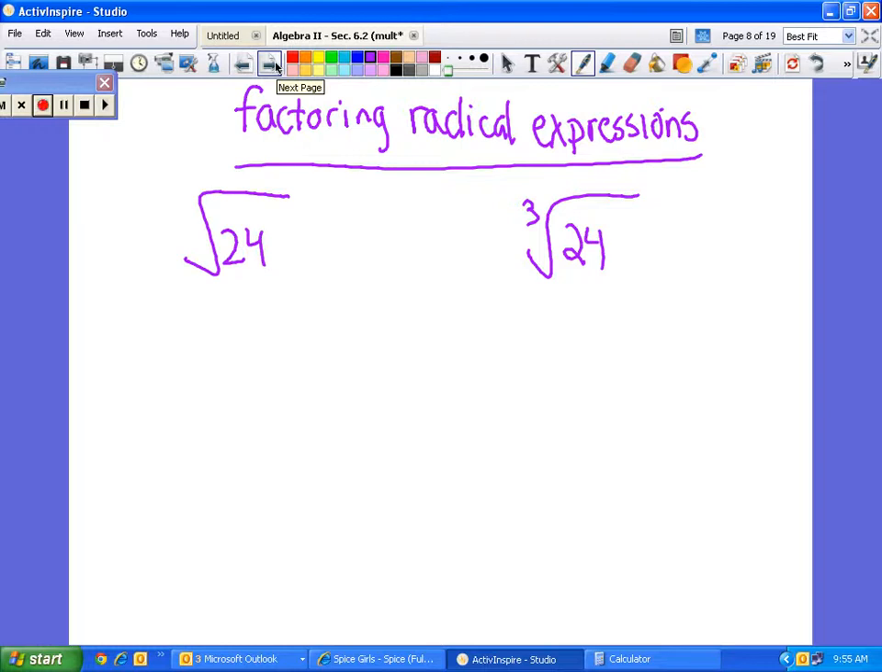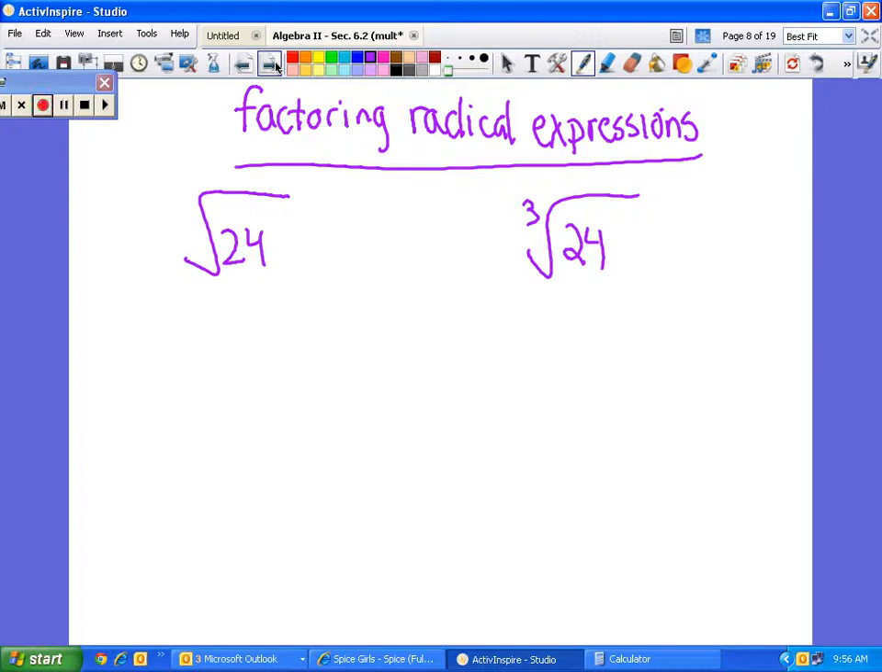So the next thing we're going to do is we're going to factor radical expressions. Now the factor on the left should be review to you. The factor on the right, while it's not specifically review because we've never actually factored cube roots, since we have factored, we should know how to do it because the way we do it is going to be the same.